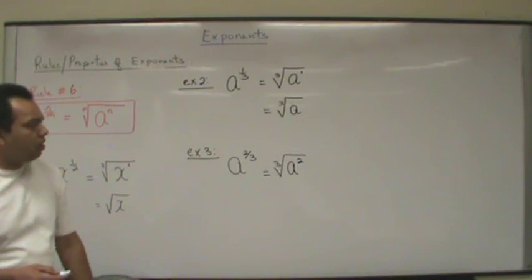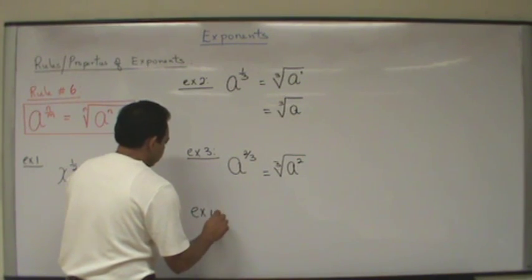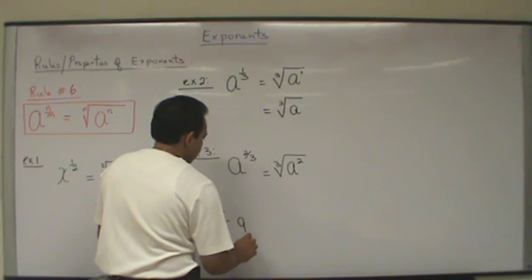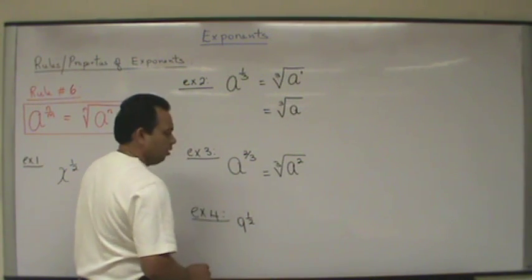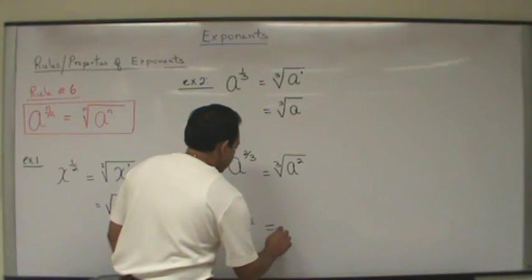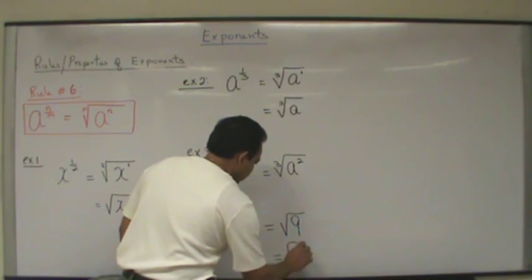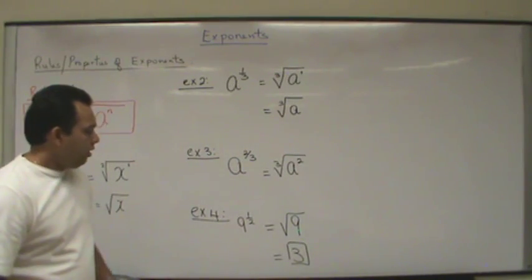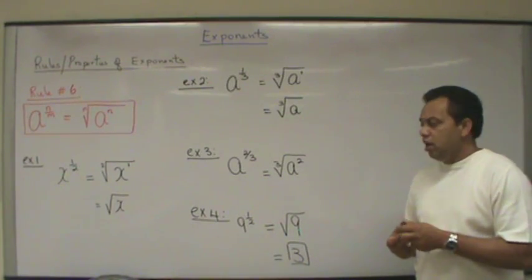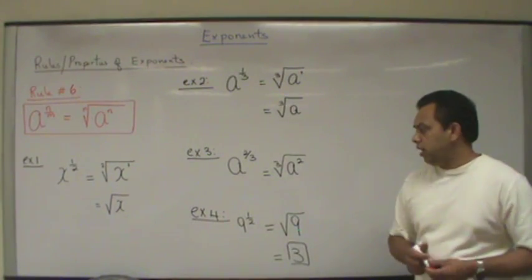And we can apply this also to numbers. Example 4. What is 9 to the 1/2 power? Well, 1/2, as we said earlier, is square root. So this is the same as the square root of 9, which we know is 3. That's our final result. So the fractional exponent is just another way of identifying when we have a root. And you should be able to know, if I give you something with a root, how do you convert it back to a fraction?